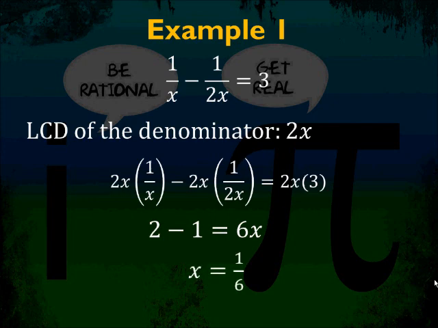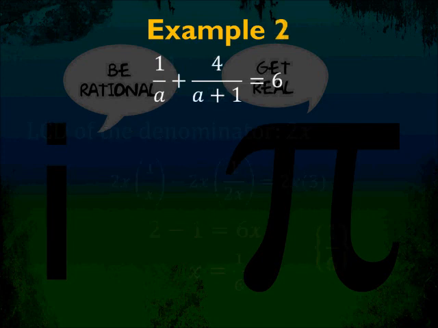And because we have an equation, you need to state your answer in a solution set. So again, find the least common denominator, multiply every term in the equation by that denominator, and simplify. And solve for x. Number 2, now we have an a and an a plus 1 in the denominator.